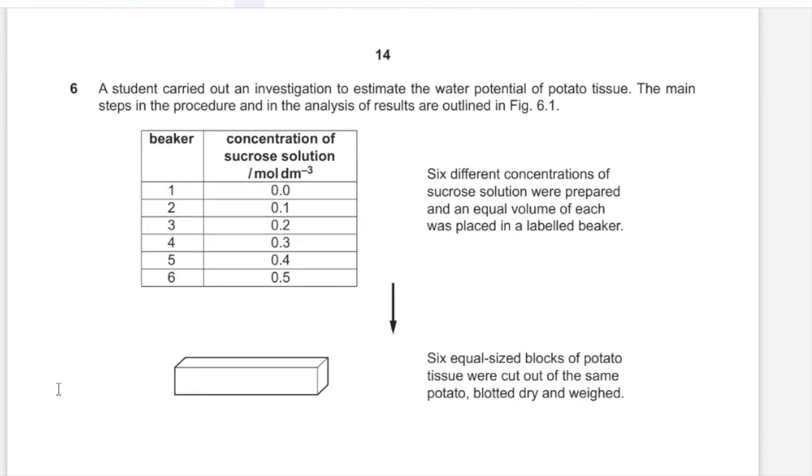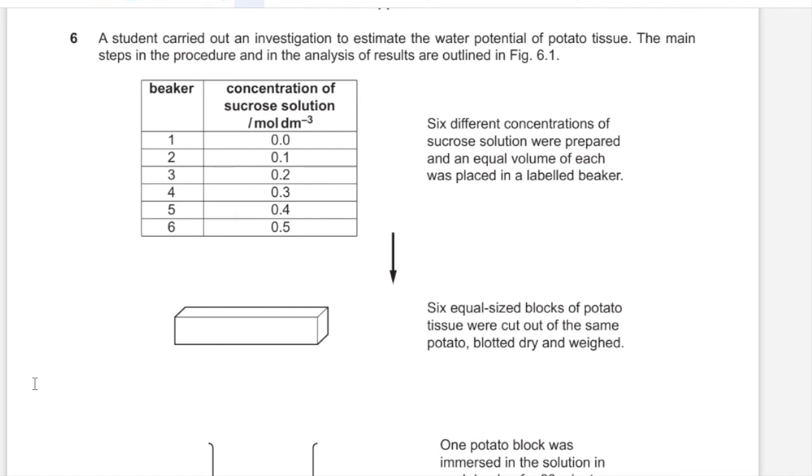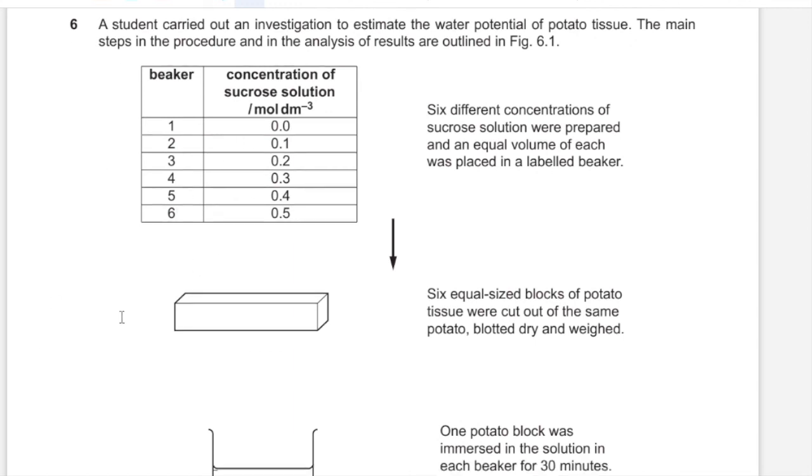6. A student carried out an investigation to estimate the water potential of potato tissue. The main steps in the procedure and in the analysis of results are outlined in figure 6.1. In the first step, 6 different concentrations of sucrose solutions were prepared and an equal amount of each was placed in a labeled beaker. So you have 6 beakers with different concentrations of sucrose.